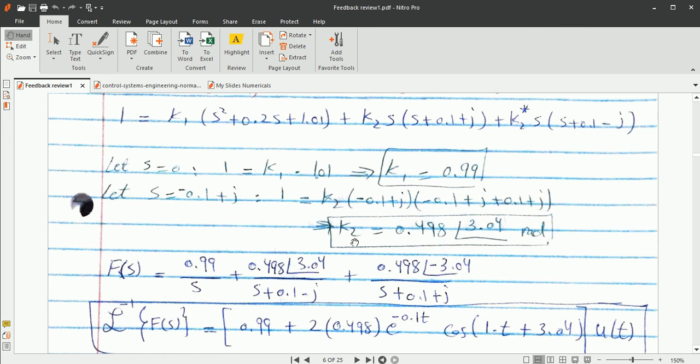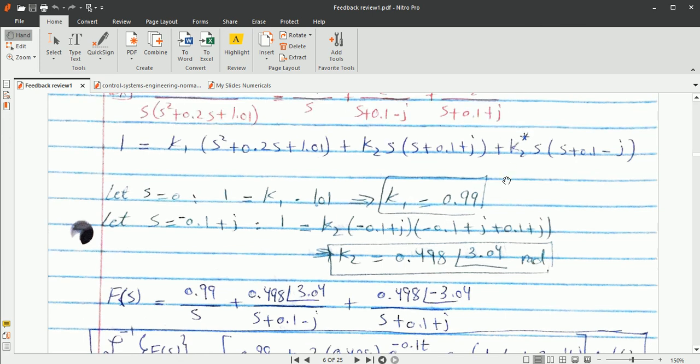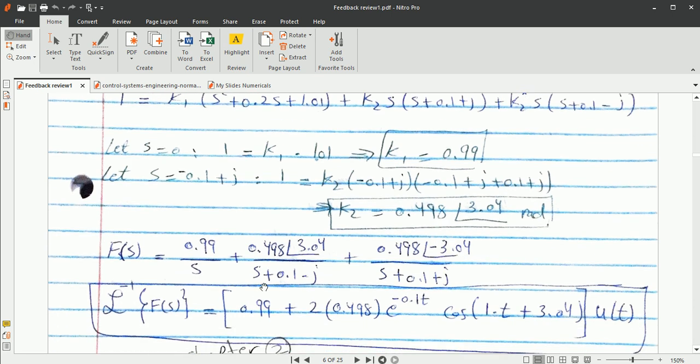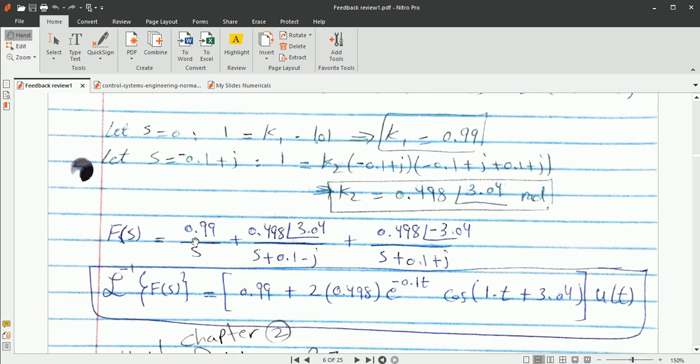And if you got k2, how will you get the k2 conjugate? It will be the same magnitude but the angle will be minus. So now take the inverse Laplace: the inverse of 1 over s is 1, and plus this it will be e raised to the power minus 0.1 t, and 2 into this whole, the inverse Laplace of this whole thing.